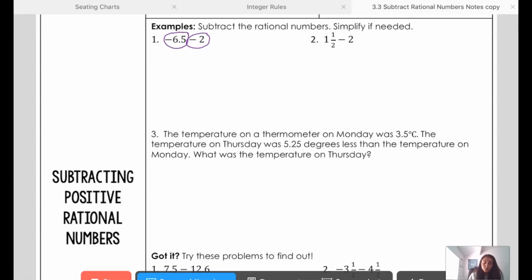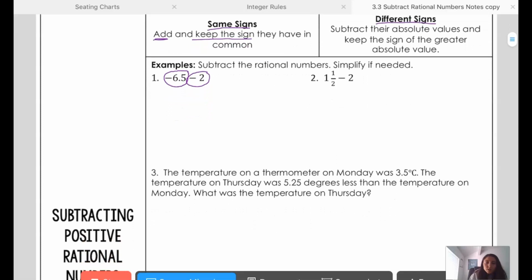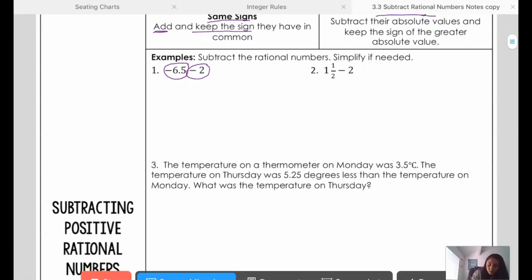So they are both negative, so our signs are the same. And when our signs are the same, we add and keep the sign. So we're going to do 6.5 plus 2, which is 8.5. And then we keep the sign that they have in common. So they were both negative, so our answer is negative. So your final answer is negative 8.5.